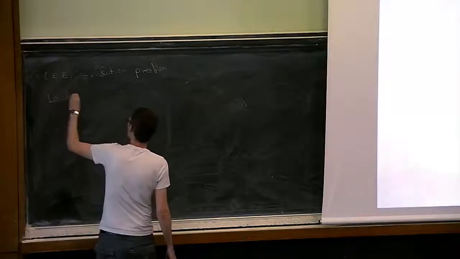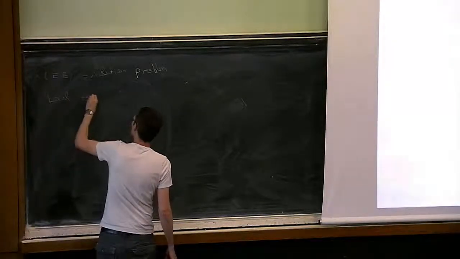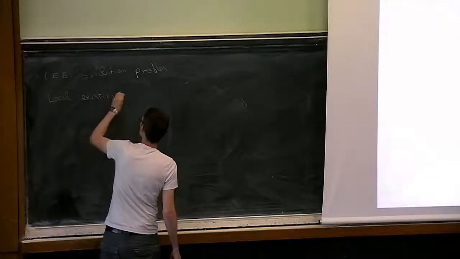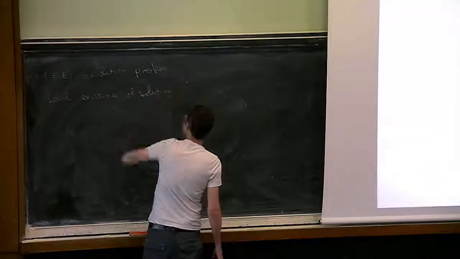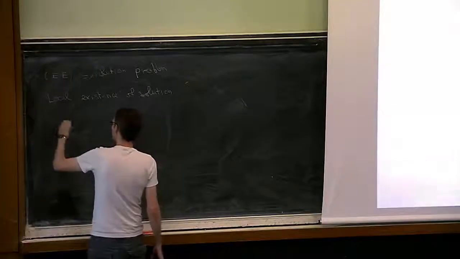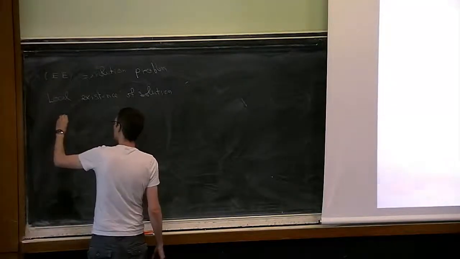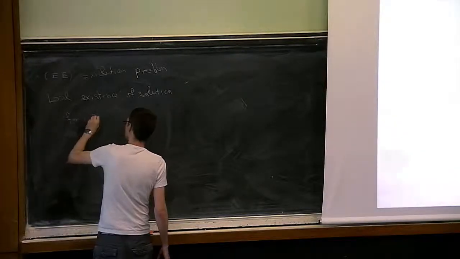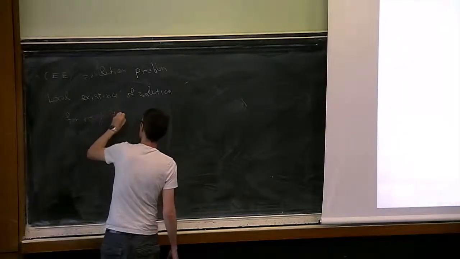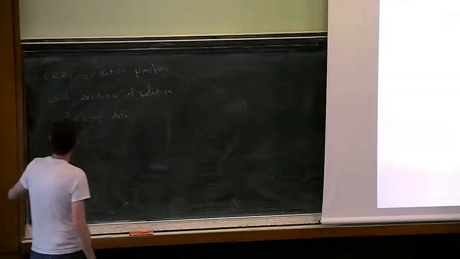So what is called local well-posedness, or local existence if you want, of solutions. So I'll be interested in the question of local existence. And in particular, the main topic here would be for rough data. So this result is about making sense of very rough solutions of the Einstein equation.